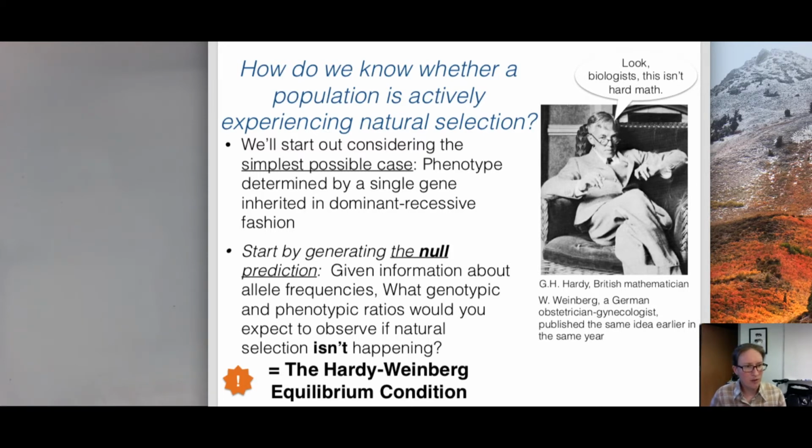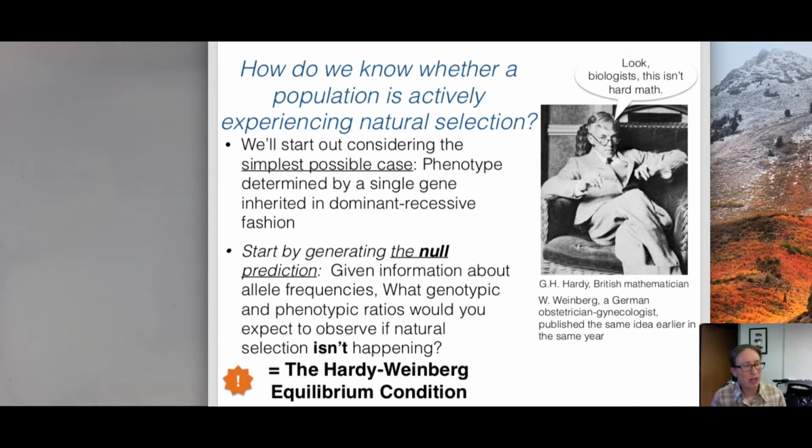So for working through this, we're going to consider the simplest possible case to start out with, kind of like how we started with Mendelian genetics. So we're going to think about a situation where an individual's phenotype is determined by a single gene that gets inherited in a dominant recessive fashion. And for answering this question, we're actually going to start out by thinking about kind of a null prediction. So what do you expect if a population is not experiencing natural selection? So a population that's constant through time.